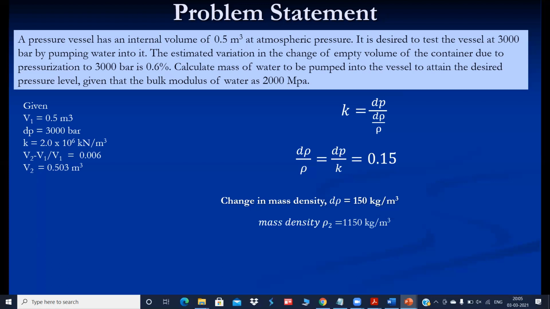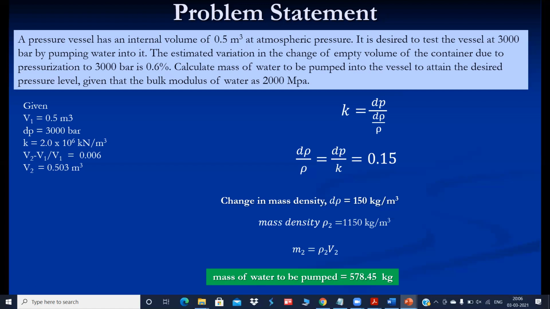So this is the mass density after pumping of 3000 bar water. Now we have to calculate the mass to be pumped. So M2 is equal to rho2 into V2. So the mass of water to be pumped is 578.45 kg, so that the pressure can be reached.